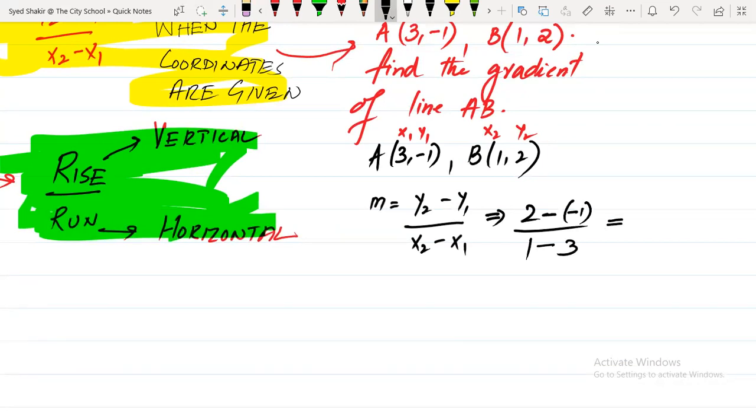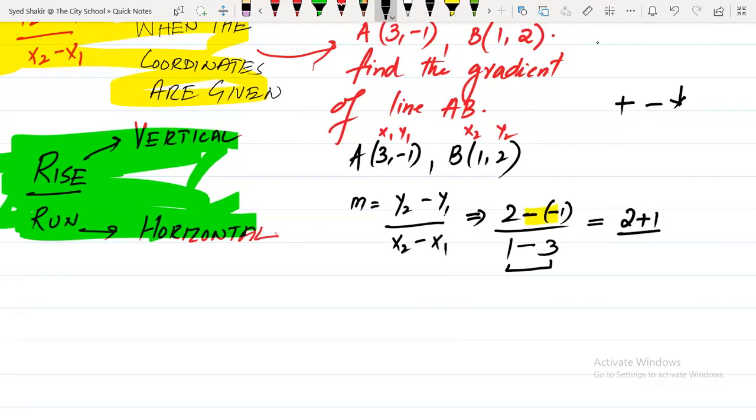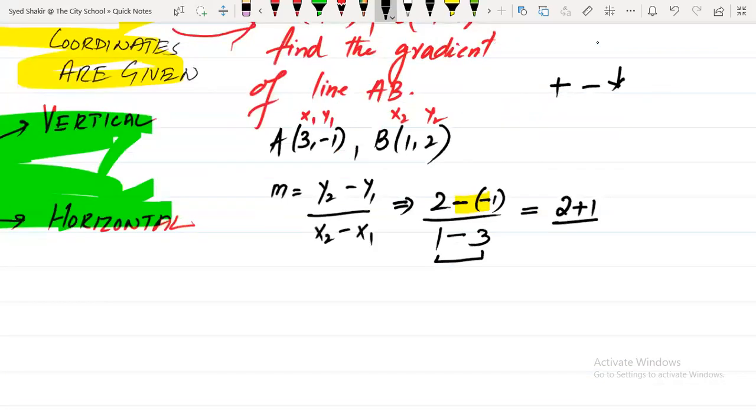When the same signs are there in multiplication, it gives a positive answer. So 2 minus minus becomes plus: 2 plus 1. And in the denominator, 1 minus 3, that is plus 1 and -3. Different signs in addition or subtraction means the values go down. So 3 minus 1 will be 2.